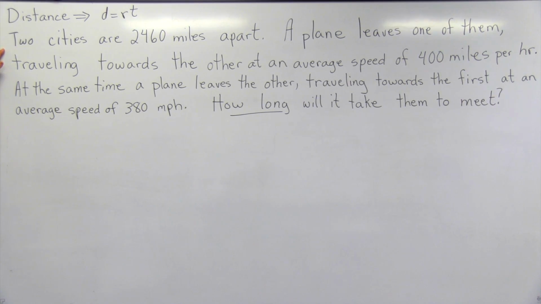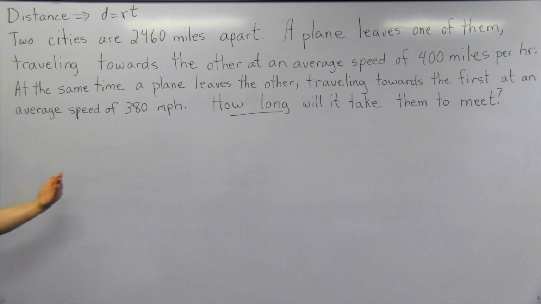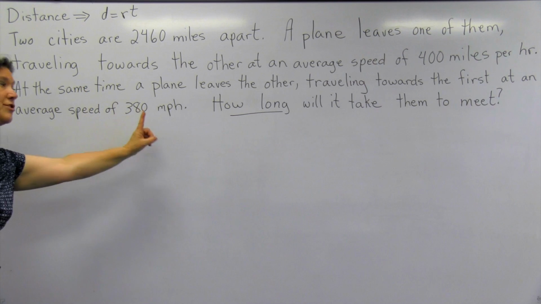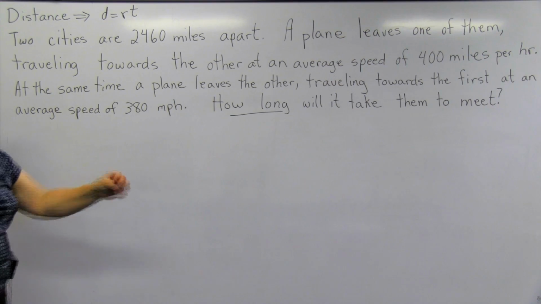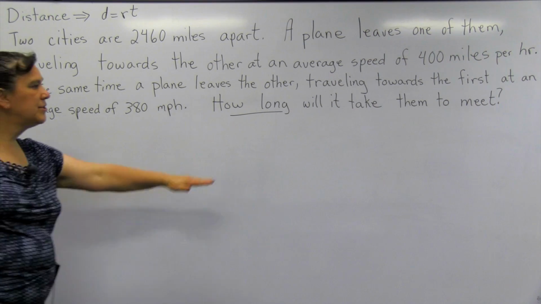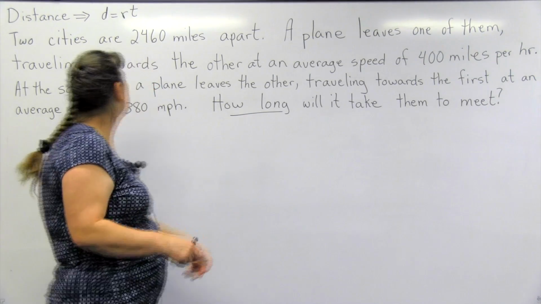Two cities are 2,460 miles apart. A plane leaves one of them traveling towards the other at an average speed of 400 miles per hour. At the same time, a plane leaves the other traveling towards the first at an average speed of 380 miles per hour. How long will it take them to meet? First of all, what do they want to know? They want to know the time. How long will it take these two planes to meet?